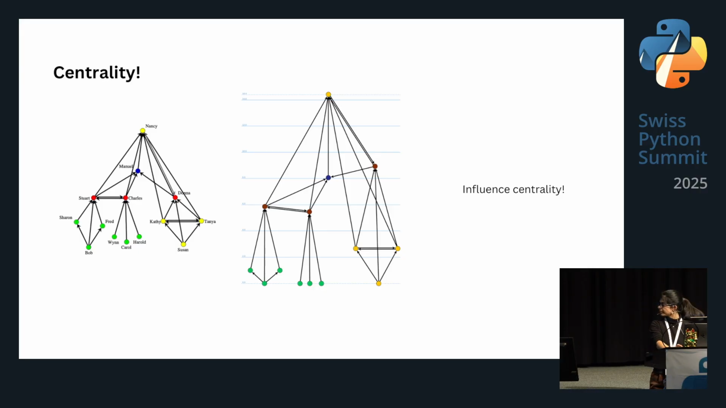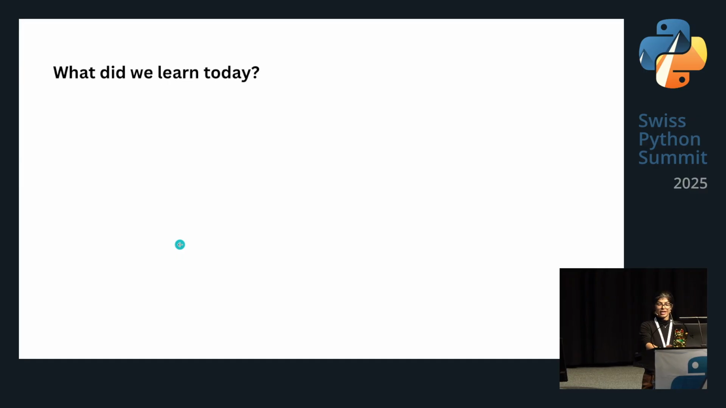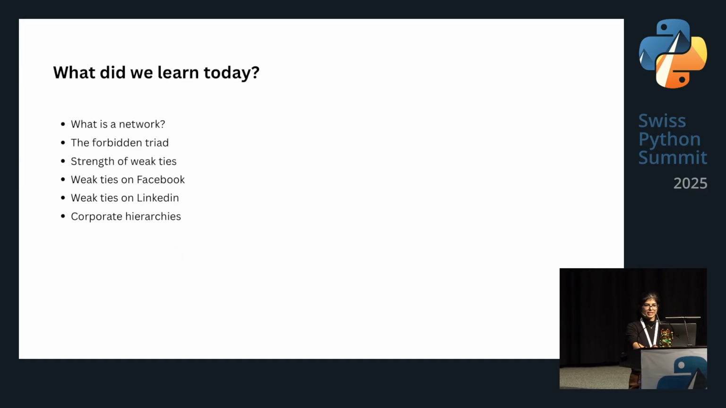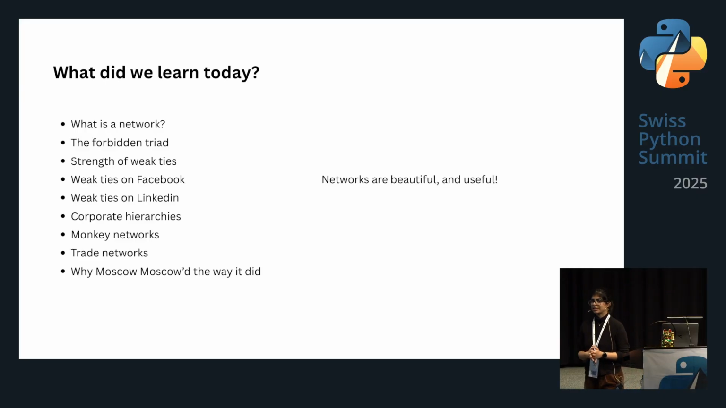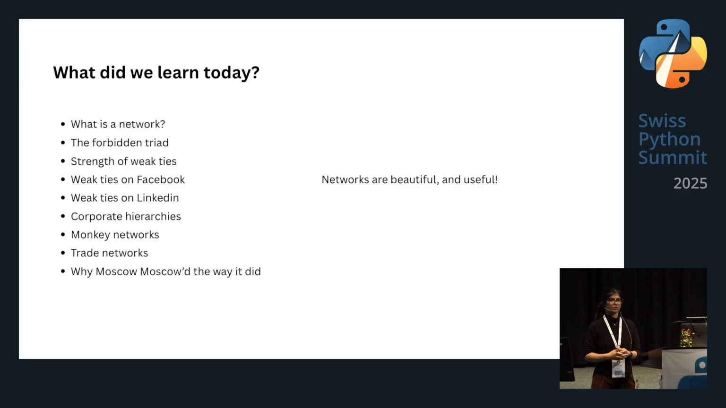And yeah, so that was the end of my talk. And we saw many, many things of like what is a network, forbidden triad, Facebook, LinkedIn, monkey network, trade network, Moscow, so on and so forth. The point of this talk was to tell how networks hold a lot of power and seemingly weird data that we might not think of as network type data can be converted to a network and looked at in a different way. Especially in data science, it can be very helpful.